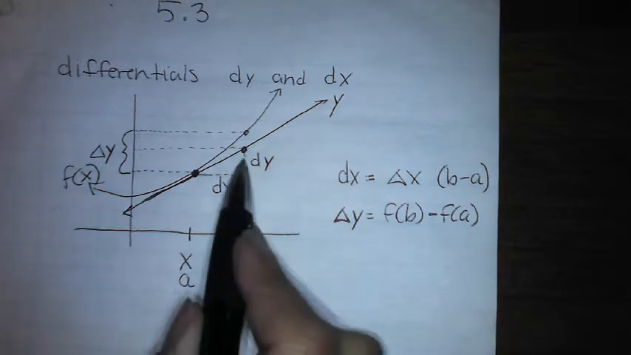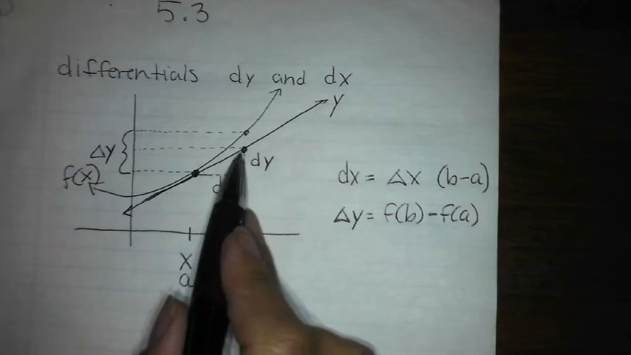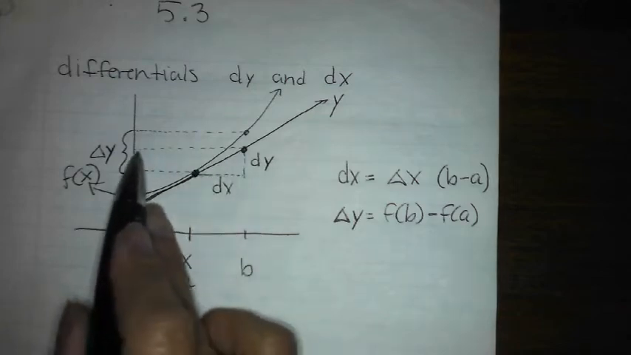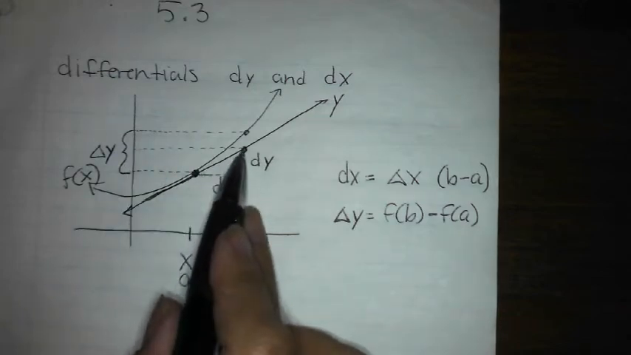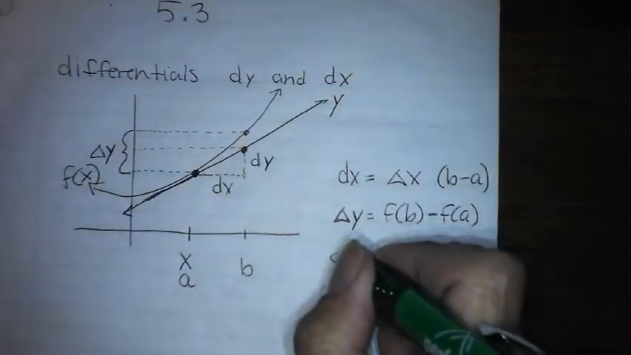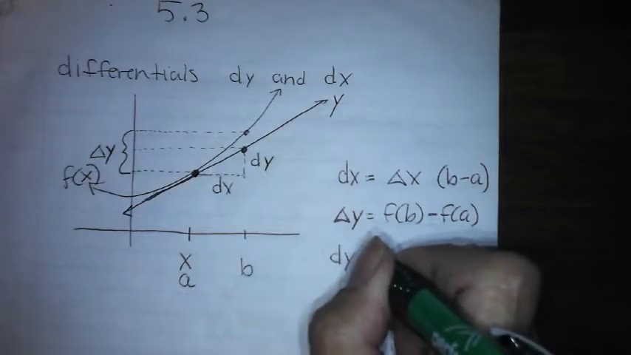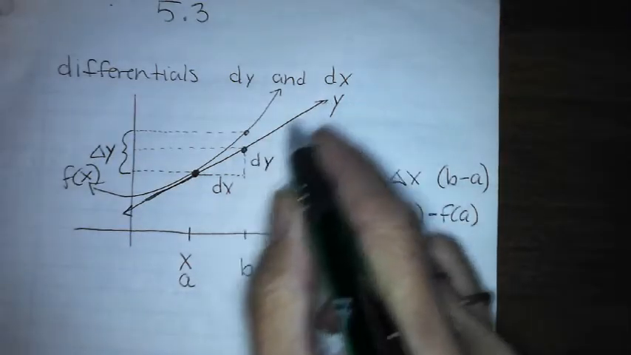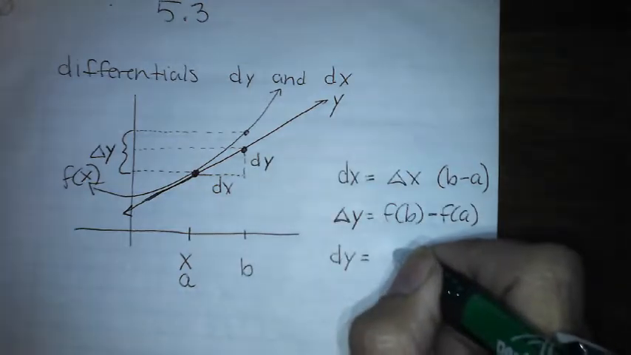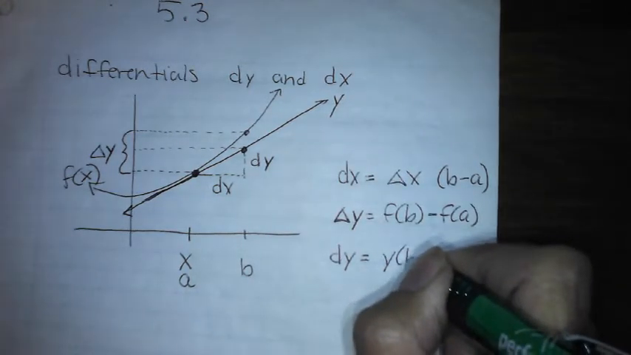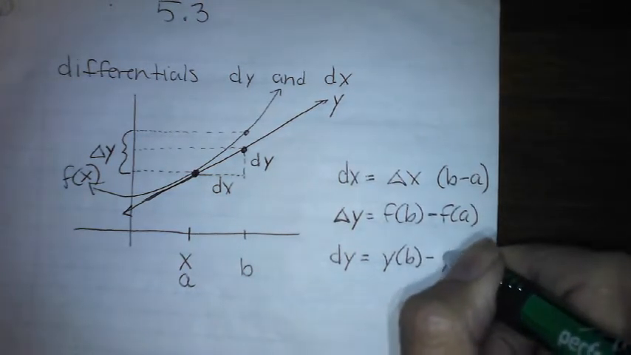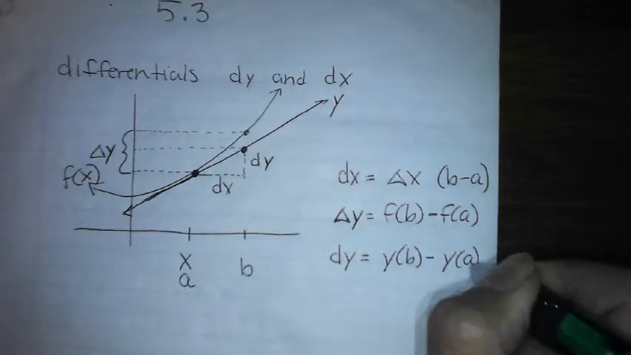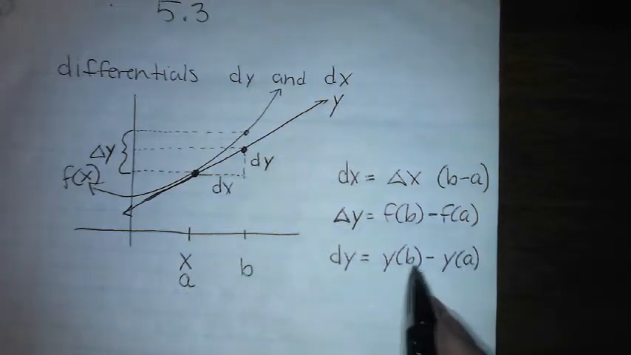Now the differential of y you can see is just the difference in y values on the tangent line. So the dy is the tangent line's y value at B minus the y value at A. So remember, y is the tangent line.